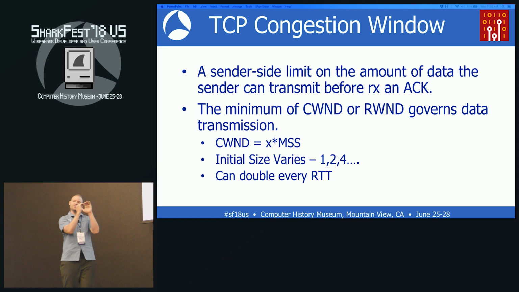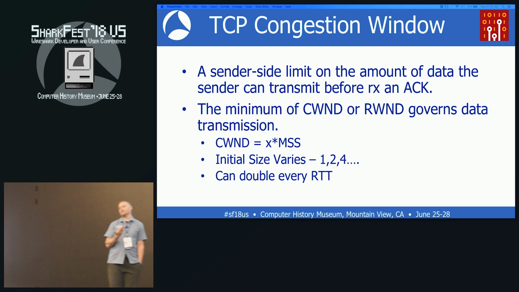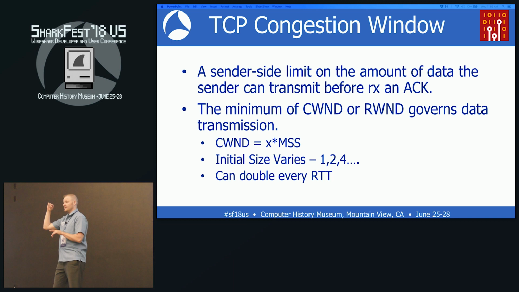So, but to keep it within our context here, congestion window is some multiple of the maximum segment size. All right, so I take my maximum segment size, I do some multiple of that number. That is my congestion window. Now, what do I start at when I'm at the beginning of a conversation? Most stacks will do the slow start method. So initial size will vary. It just depends on the algorithm that's in play. It could be 1, 2, 4, 8 times the maximum segment size.